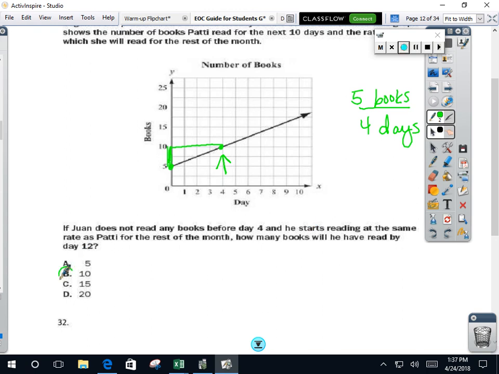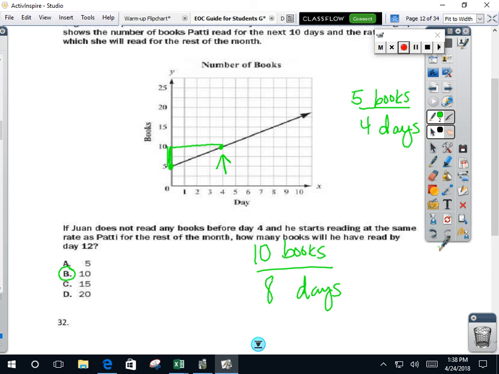10. Because how many days is he going to be reading if he starts at day 4 and they want to know on day 12? He's going to be reading for 8 days, right? Well, if their rate is 5 books every 4 days, then in 8 days, wouldn't that mean they'll have 10 books read? So 10. How many will she have read?